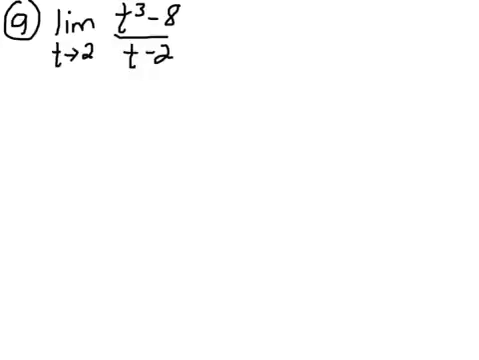I get 2 minus 2, which is 0. So I can't do it, right? I have to figure something else out. So the first thing we try when we can't do direct substitution is to factor. I'm going to keep writing down limit as t approaches 2, and I'm going to try to factor the top.